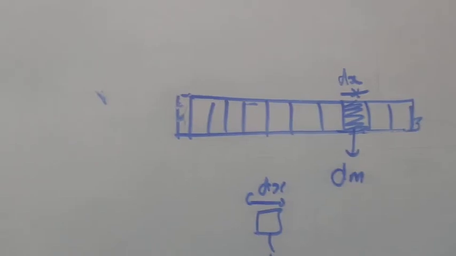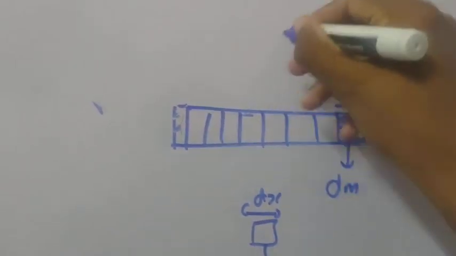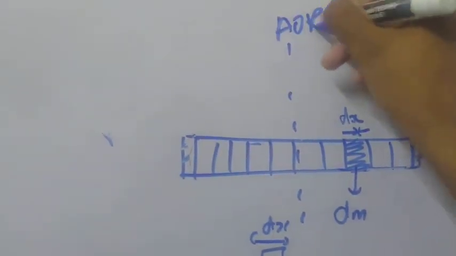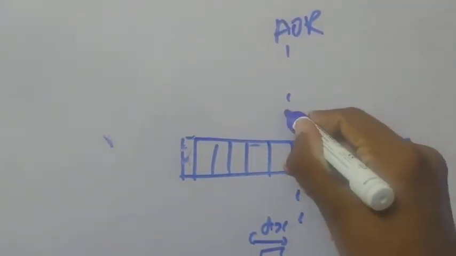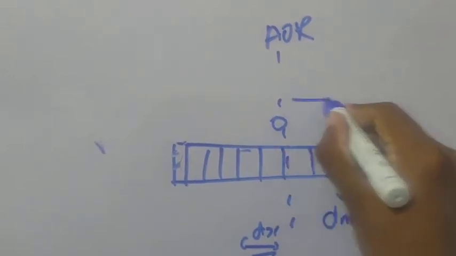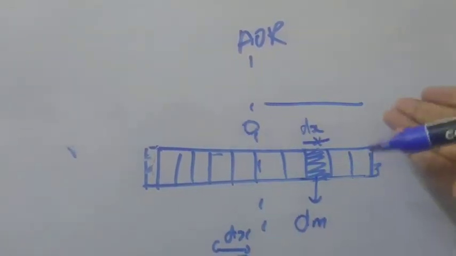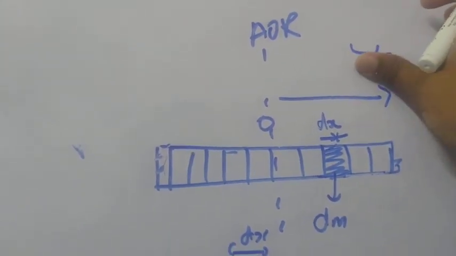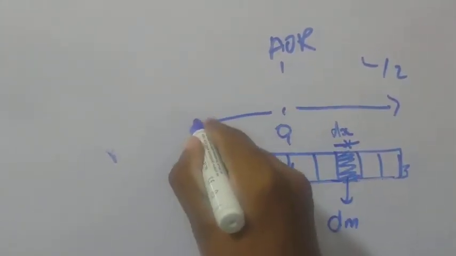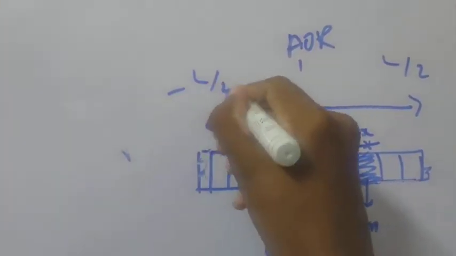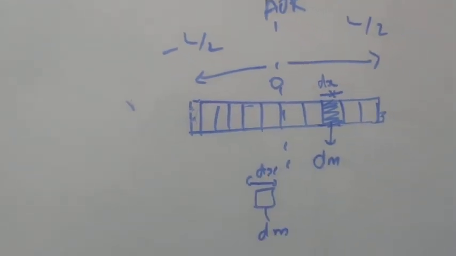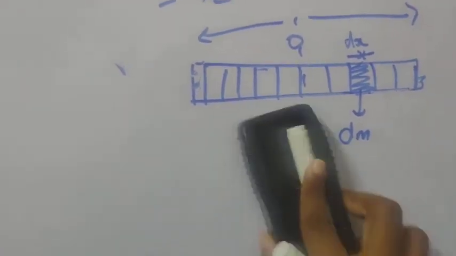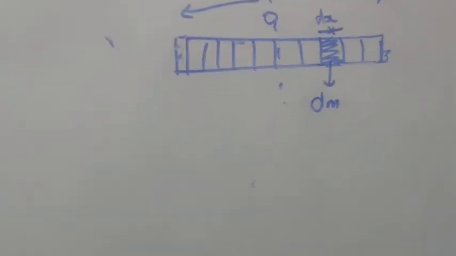We are going to calculate the moment of inertia of this along this axis of rotation. Let's consider this as the axis of rotation, and take it as 0. The distance from the axis of rotation to the right-hand end is L by 2, and this side will be minus L by 2. So we are going to calculate the moment of inertia using this information.